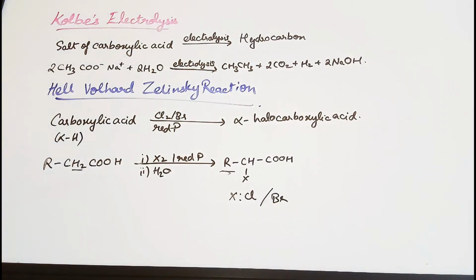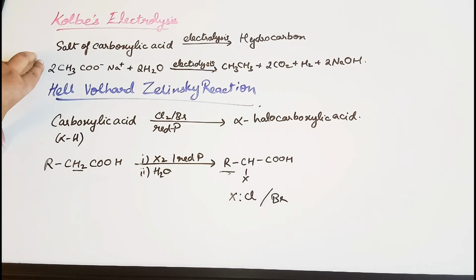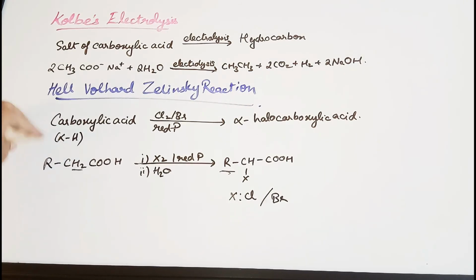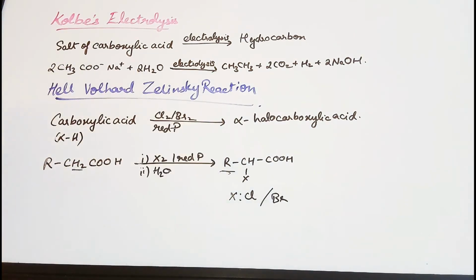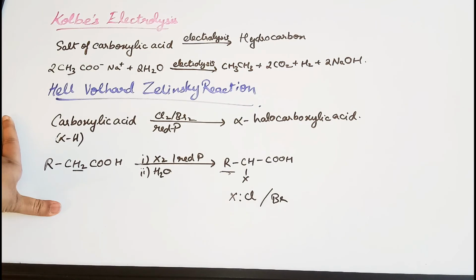So this is all about Hell-Volhard-Zelinsky reaction. So in Kolbe's electrolysis, an aqueous solution of the salt of carboxylic acid is undergoing electrolysis to give rise to a hydrocarbon. This is the detailed reaction. In Hell-Volhard-Zelinsky reaction, an alpha hydrogen containing carboxylic acid is undergoing a reaction with chlorine or bromine. Oh, I'm sorry, this had to be Br2. Chlorine or bromine in the presence of red phosphorus to give us an alpha-halocarboxylic acid. In simple words, an alpha hydrogen is getting replaced by a halogen.